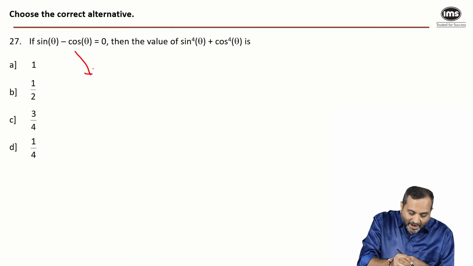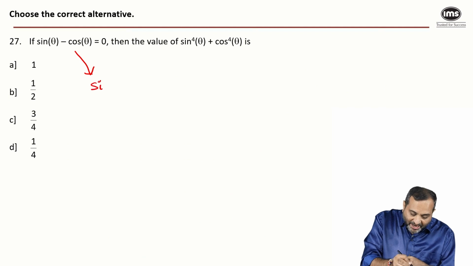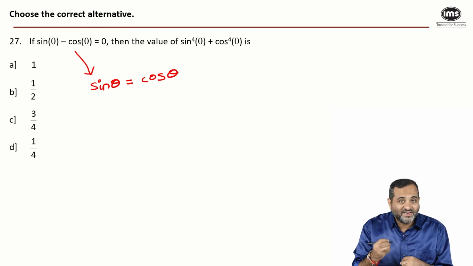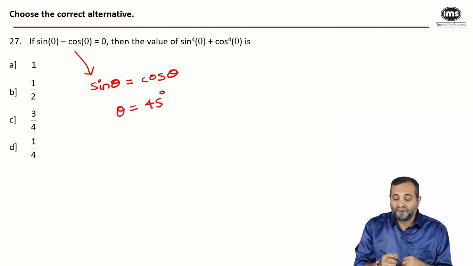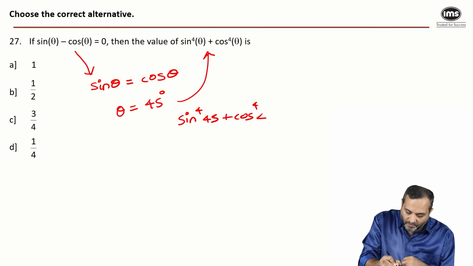If sine theta minus cos theta is 0, so can I say sine theta minus cos theta is 0, so sine theta should be equal to cos theta. When are sine theta and cos theta equal? Can I say for theta equal to 45 degrees? So best thing, just simply plug in this value here. So what is sine 4 45 plus cos 4 45?